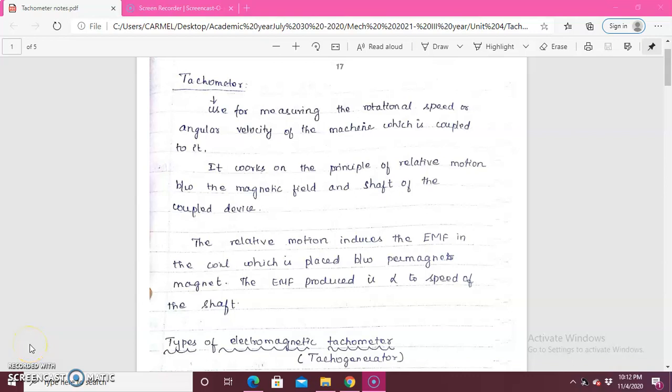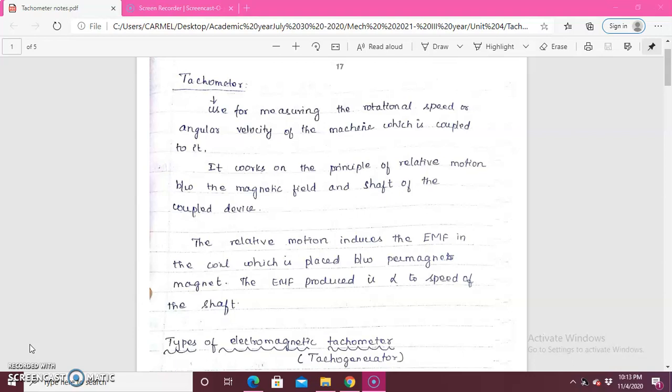In today's topic, we are going to see about the tachometer. What is a tachometer, and what is the use and purpose of a tachometer? Generally, a tachometer is used for measuring the rotational speed or angular velocity of a machine. That is what the tachometer is about.